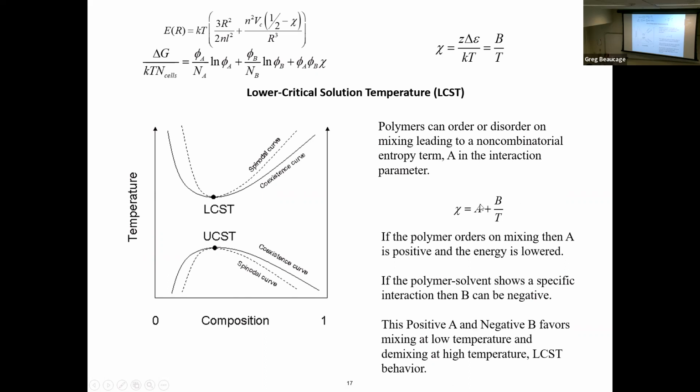Basically, you need A positive, B negative, and then if you heat it up, the negative part drops out and you just have positive and it phase separates. Because positive is bad. If you increase free energy, it's bad. So it phase separates. It's basically somehow get B negative, A positive, then you get the normal situation for polymer mixing, that when you heat it up, it phase separates.